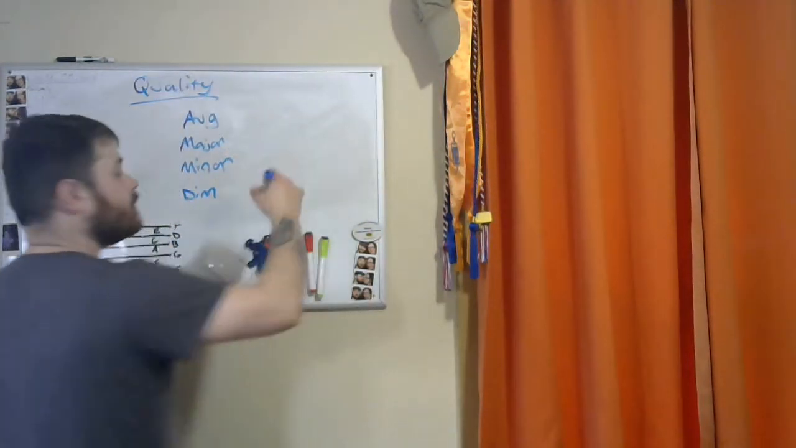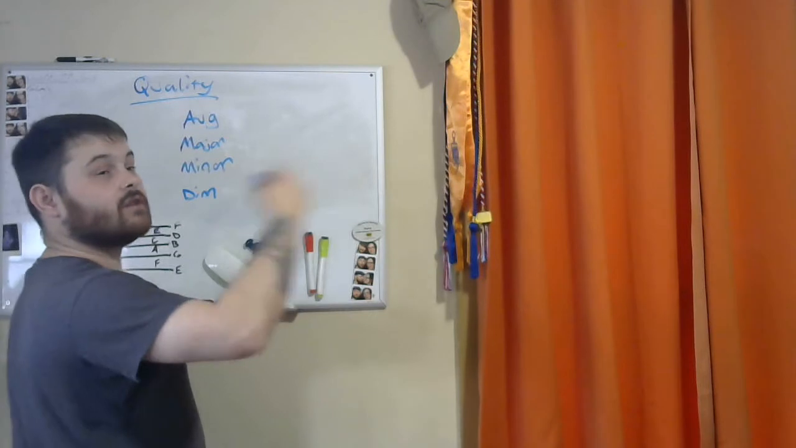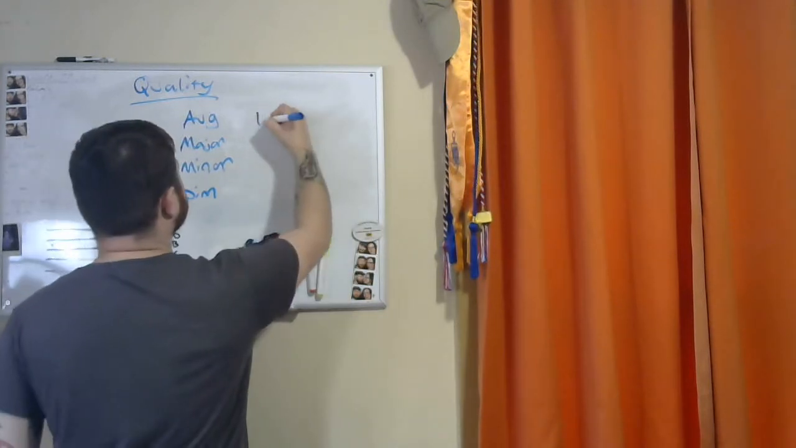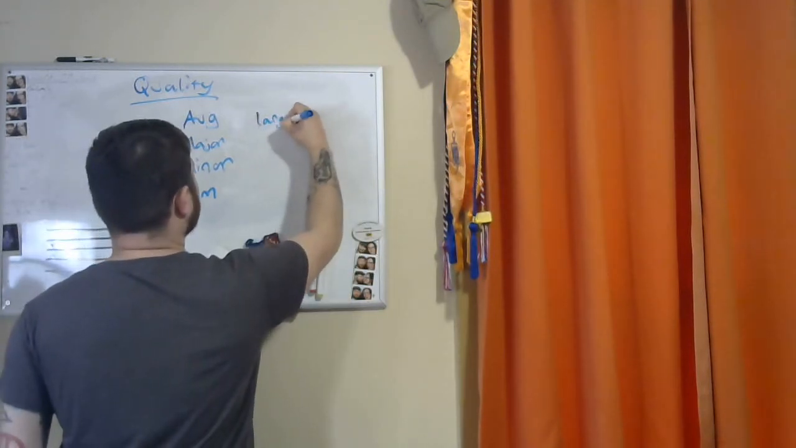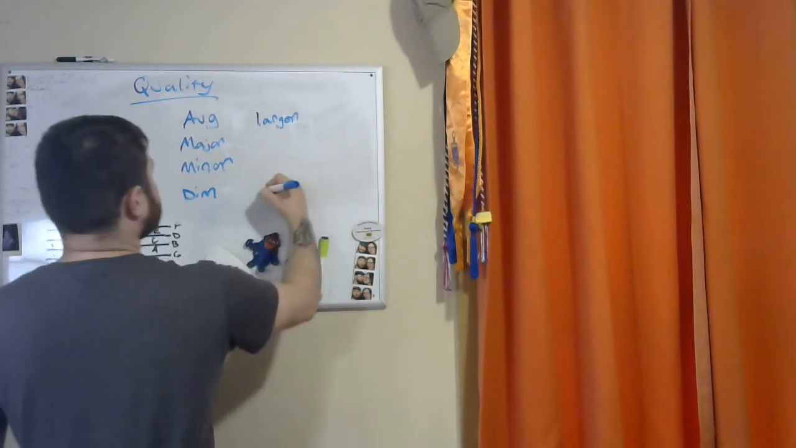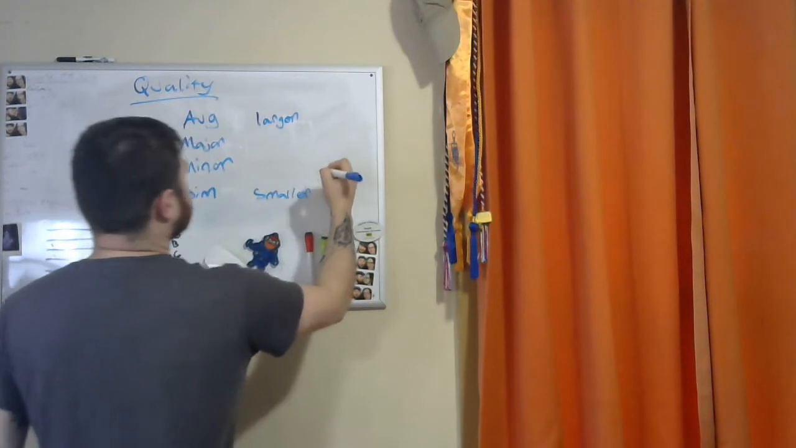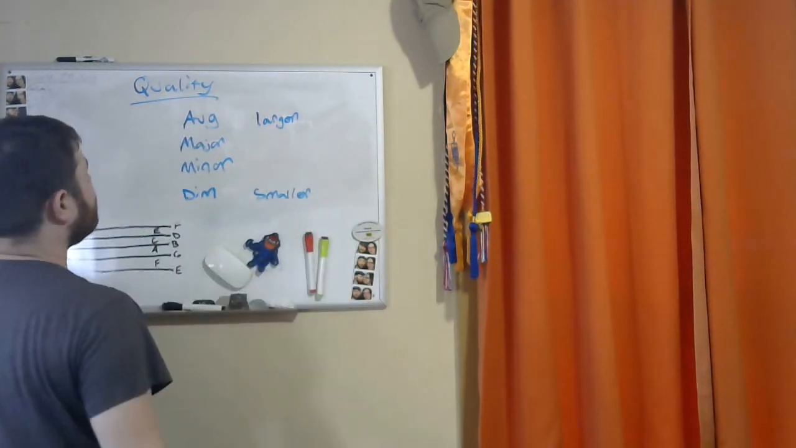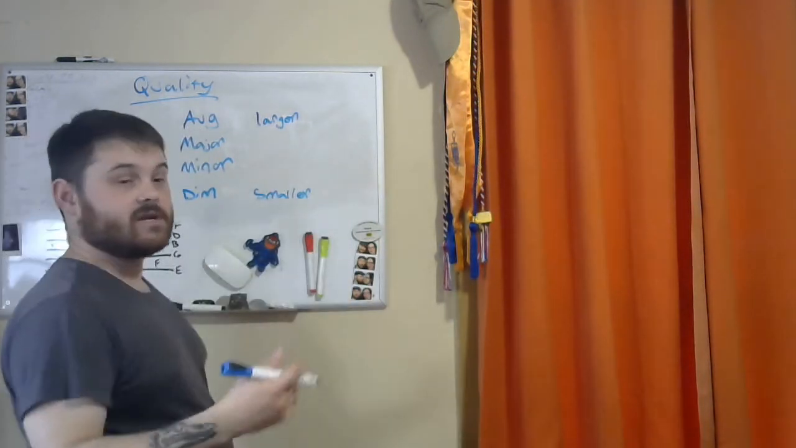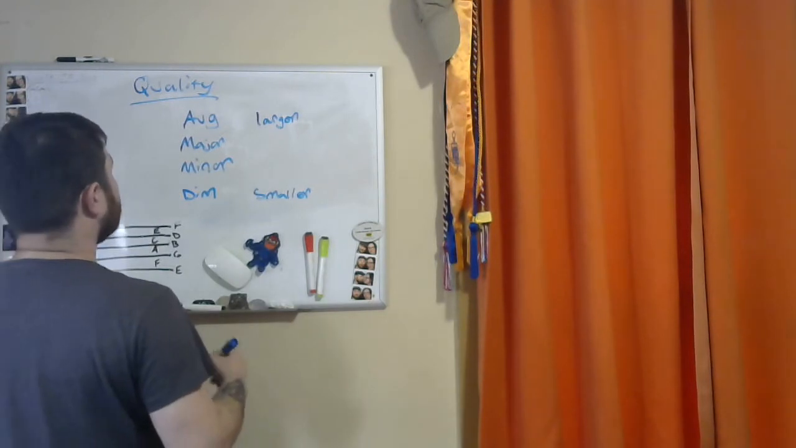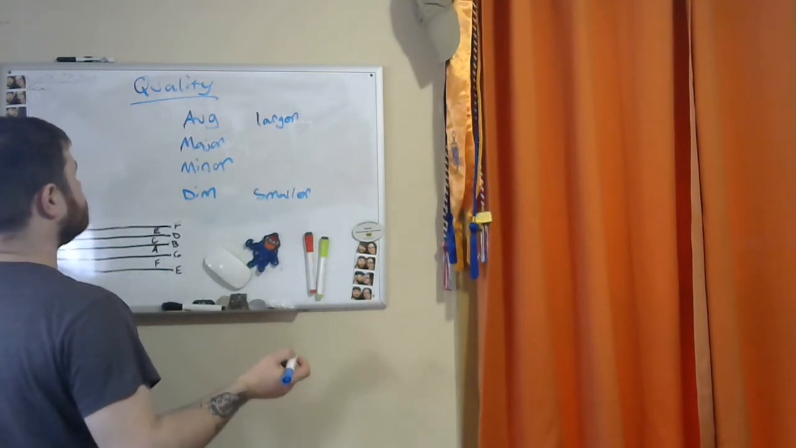All right. So augmented is you make something larger by a half step, or one note. Diminished is you make something smaller by a half step, or you diminish something, make it smaller. And then we have symbols for these.